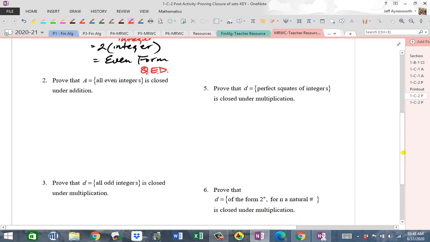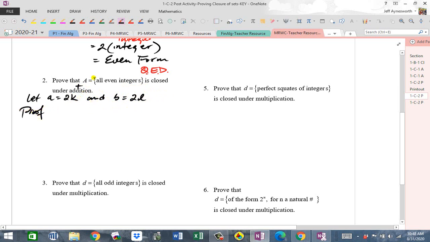So let's get some more experience here. Again, you state what you're starting with. You're starting off with 2 even integers. So you say let a equal 2k, and b equal 2l. They're both even, and now we have to add them together and make sure that an even plus an even gives you another even. So we have to show that it results in even form. Okay, so let's do it.